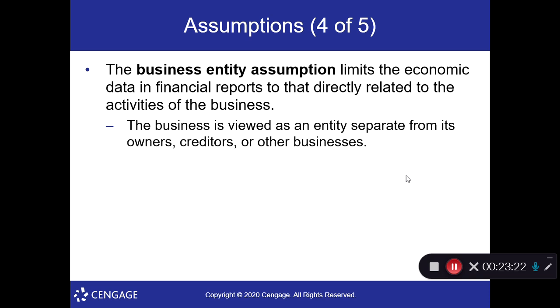And then there's the business entity assumption. So this is saying the business is separate from the people involved in it. It's separate from its owners, it's separate from its creditors, it's separate from any other businesses it interacts with or is related to unless disclosed. So when we look at a financial statement, we're looking truly at the business. We're not looking at the people running it or managing it. We're looking at the performance of the business itself.